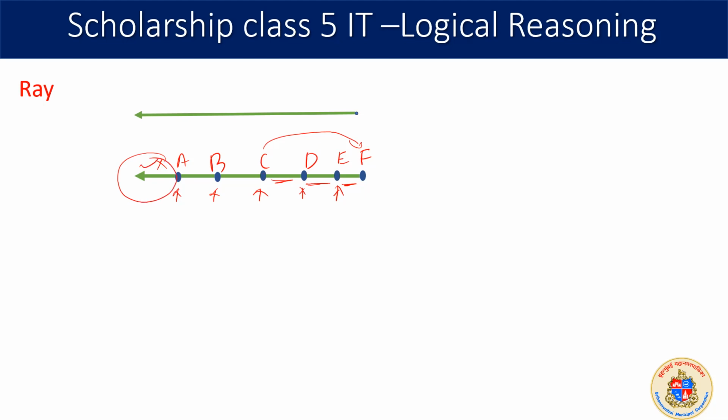So in such a situation, to count the number of segments, we will not number here. We start numbering from here: 1, 2, 3, 4, 5, and we simply add 1, 2, 3, 4 plus 5, which is equal to 15 segments. That is the method in the case of a ray.